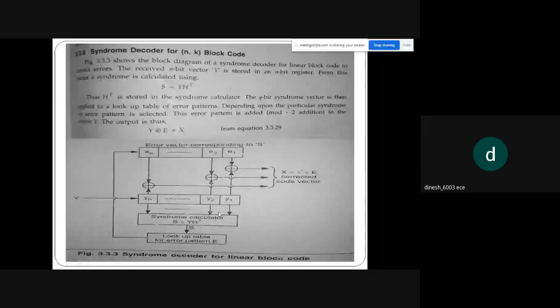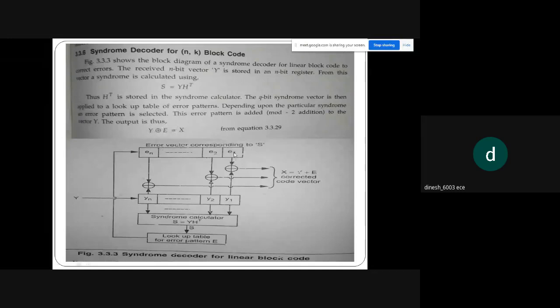We need to do Y modulo 2 addition E, which gives our X value. X is the code vector that is to be retrieved at your receiver, sorry, not transmitted. So X is to be obtained. The received code vector is Y. We are going to do modulo 2 addition with E.